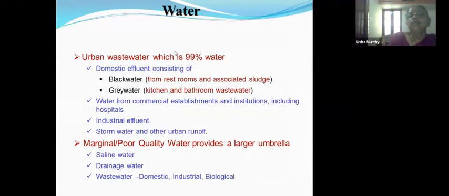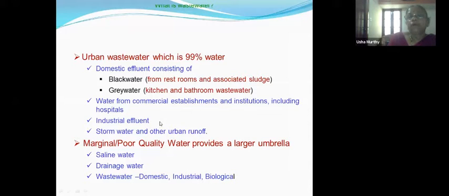Then again, coming to the usage of wastewater. Urban wastewater is roughly 99% water itself. It comprises domestic effluent, that is the black water from the restrooms and associated sewage from individual houses. Grey water from the kitchen and the bathroom in individual residences. Then there is water from commercial establishments and institutions, including hospitals. Urban wastewater is also generated from industrial effluent. Of course, industries now aim at zero waste discharge.